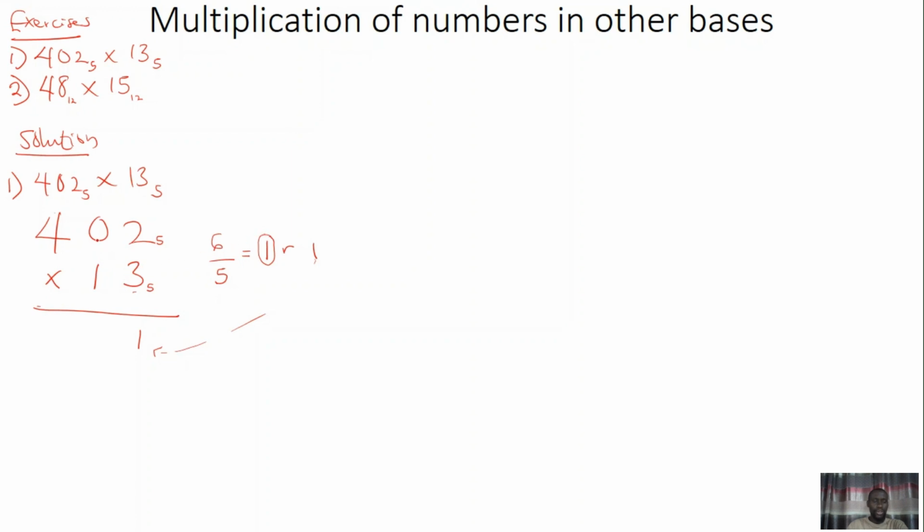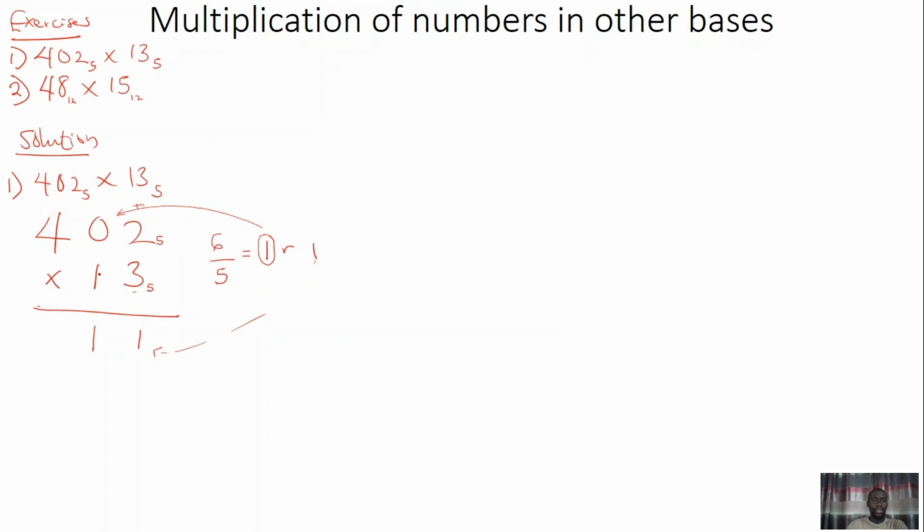Let's move to the second digit, 0. 3 times 0 is 0, right? Plus this one that we kept here, that will be equal to 1. So you write the 1 here.